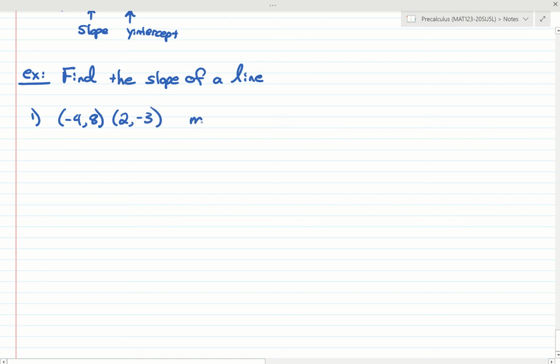Well, our formula for slope is we subtract the y values over we subtract the x values. Now it doesn't matter which one you label y2 or y1 as long as you're consistent. So I'm going to subtract this y value minus that one: -3 minus 8 over, I'm going to go in the same direction. I always use arrows for this to make sure I'm going in the same direction.